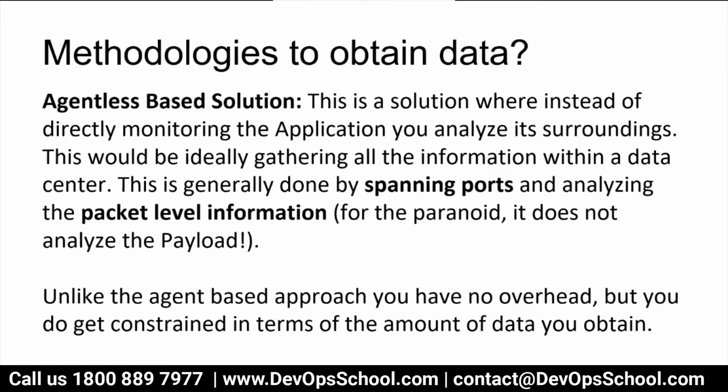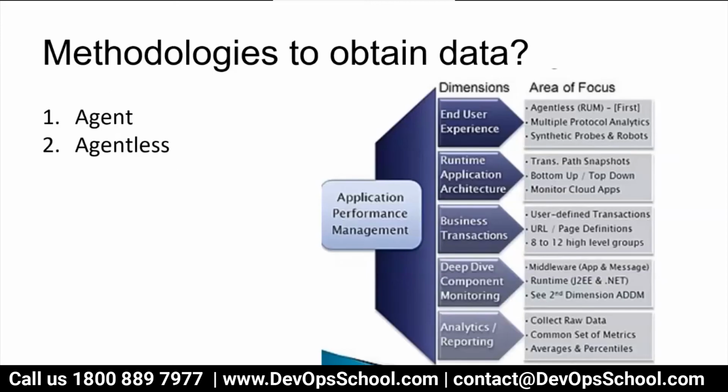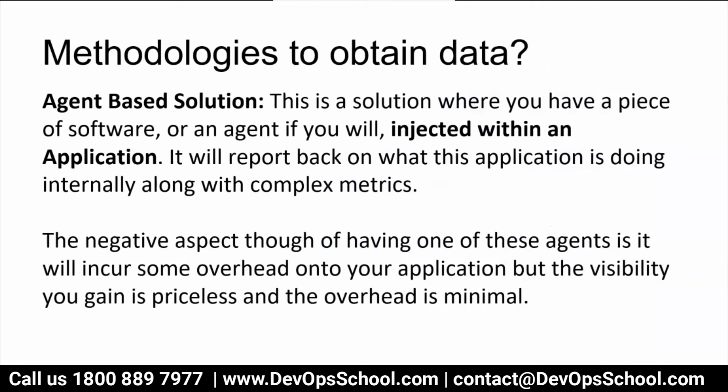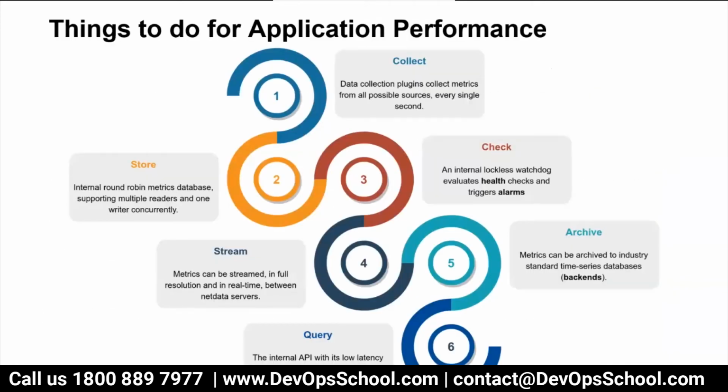So the question was, how do we obtain the APM data? Agent and agentless. For agent, you have to embed some code inside the runtime. Agentless is a network call, that's all, spanning the port. Very simple. So what are the things you have to do for application performance? You have to collect the data, store the data, explore the data, stream. What is a stream? Anyone have an idea what a stream is? Any guesses?